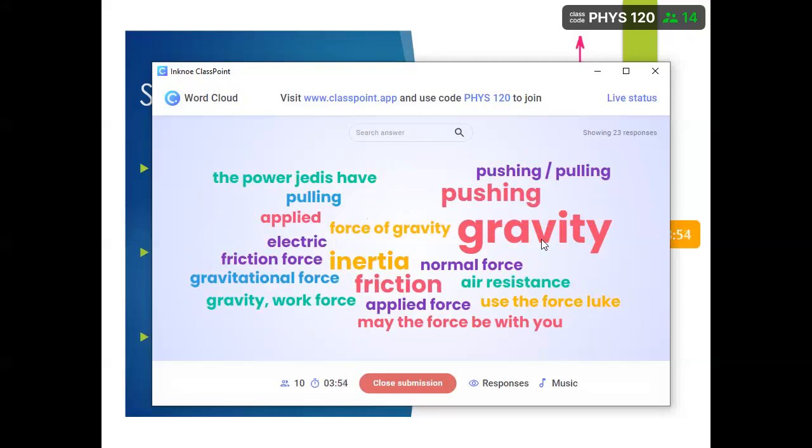Pushing and pulling we call external forces. Force of gravity, we call it a long range force. What does it mean, long range force? Again, it is important. Rest, push, move.